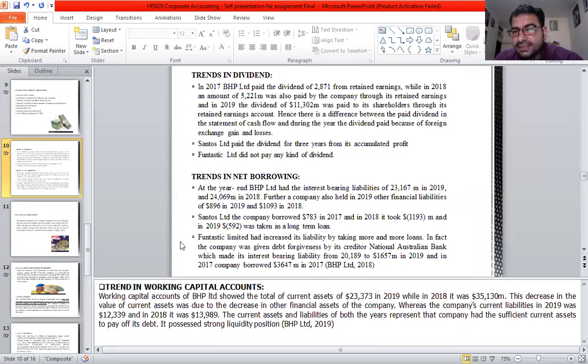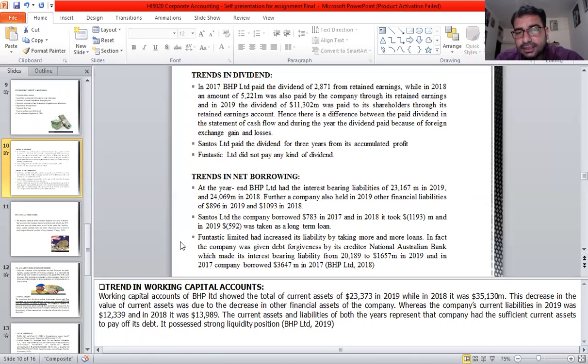Santos paid the dividend for the last 3 years from its accumulated profit. However, Fantastic Limited did not pay any kind of dividends. Trends in net borrowing: at the year end, BHP Limited had interest-bearing liability of 23,167 million in 2019 and 24,069 million in 2018. Further, the company also had other financial liabilities of 896 million dollars in 2019 and 1,093 million in 2018.